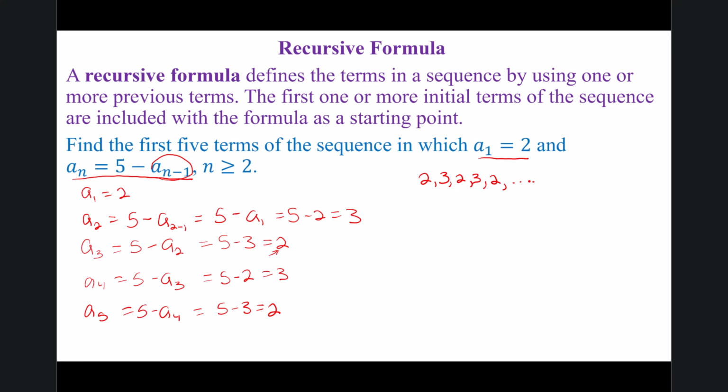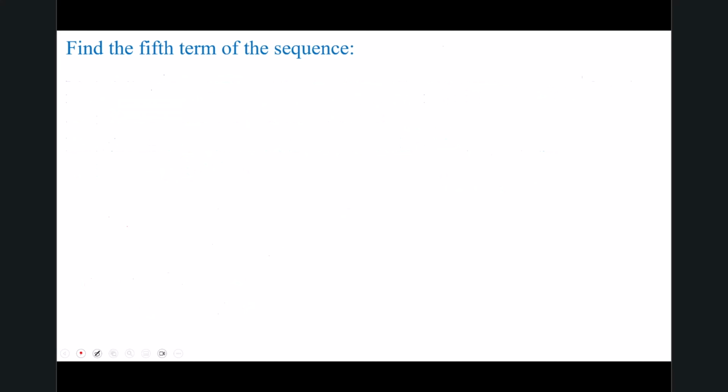Start with defining the first term, or maybe the first two terms, and then have a formula that has in there the a sub n minus 1, which means the previous term, or a sub n minus 2, which means the term 2 terms back. So let's find the fifth term of this sequence.